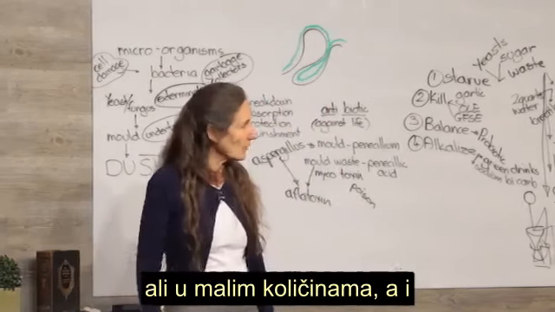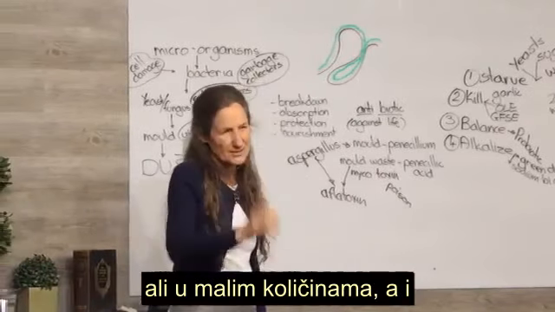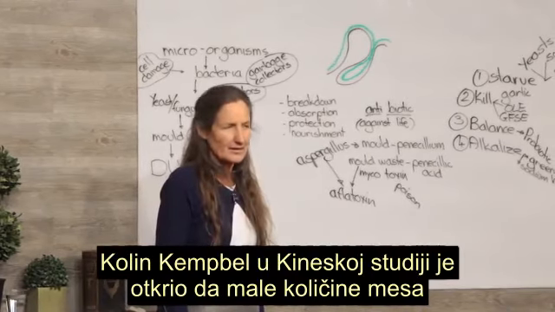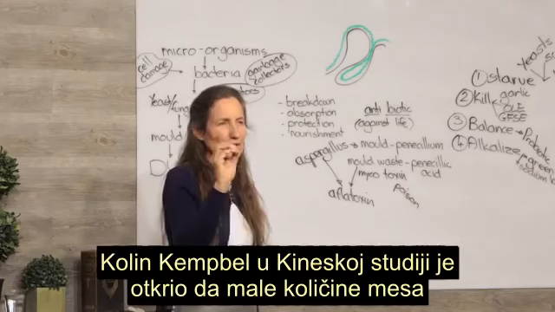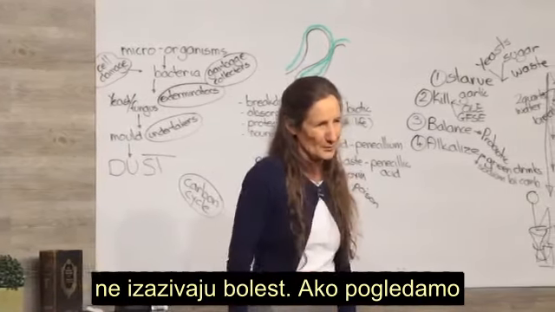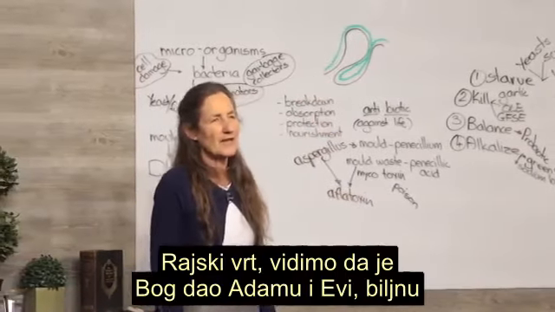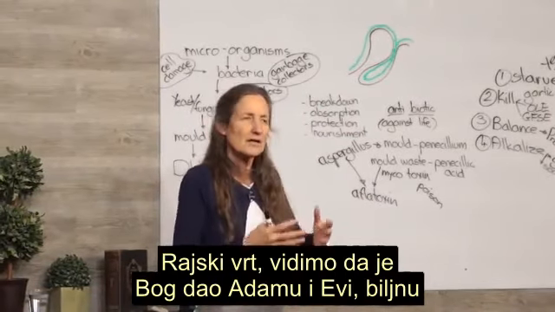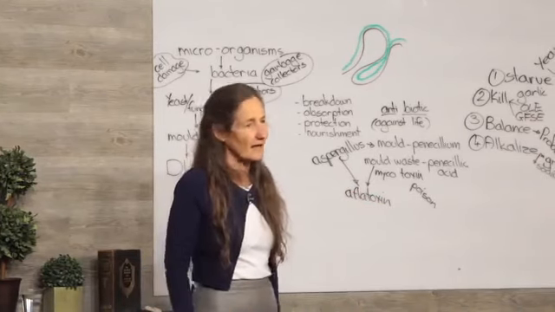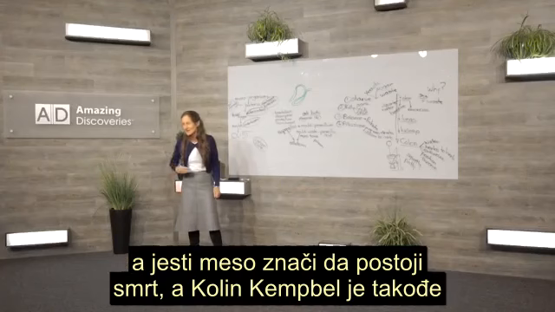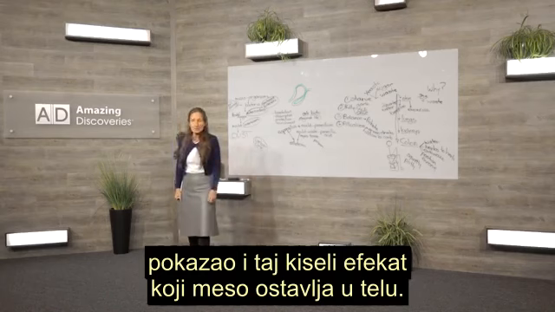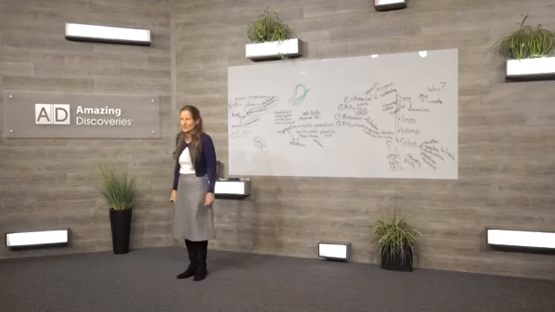Some of them eat meat, and the ones that eat meat, it's a very small part of their diet. So that also backs what Colin Campbell found in the China study, that a very small amount didn't cause disease, but it's a very, very small amount. If we also go to the Garden of Eden diet, we see that God gave Adam and Eve a plant-based diet. You see, there was no death in the Garden of Eden, and to eat meat, there has to be a death. But Colin Campbell also showed how it has this acid effect on the body.